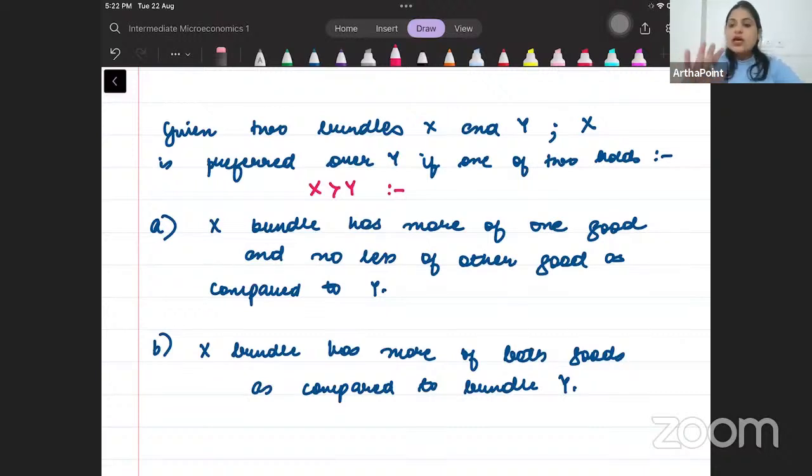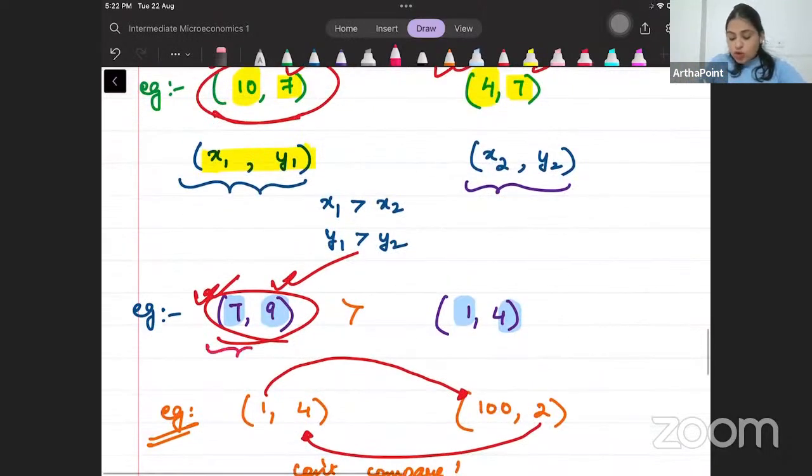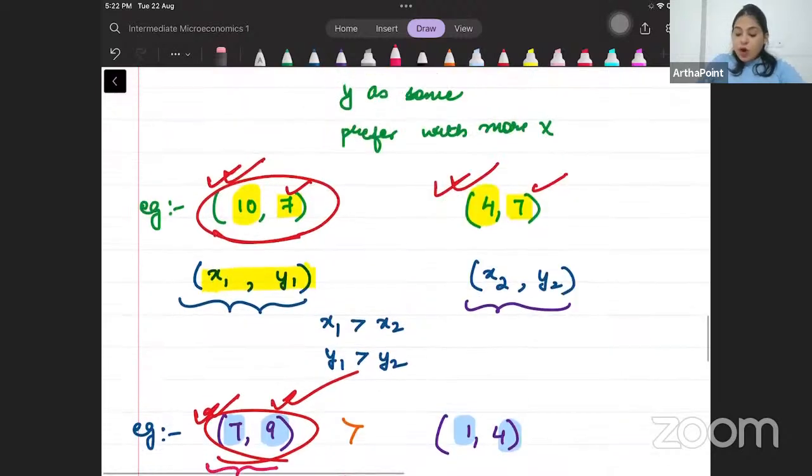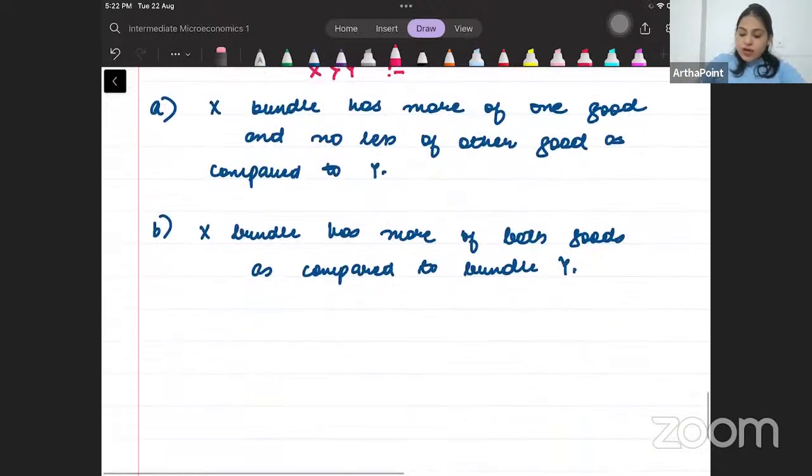ये monotonicity का concept है कि जिसमें ज्यादा अमाउंट होगा आप उस बंडल को प्रेफर करोगे. सो इसमें दोनों ही गुड ज्यादा है इसलिए इसको प्रेफर कर रहे हैं, और इसमें ये वाला गुड ज्यादा है और दूसरे वाला कम नहीं है इसलिए इसको प्रेफर कर रहे हैं. राइट? जस्ट राइट डाउन वन नोट हियर.